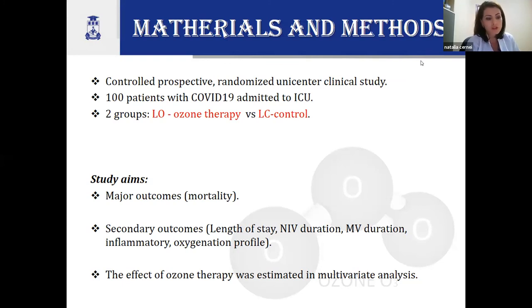Din prioritățile observate, deci ce ne-am pus noi ca scop, au fost toate efectele ozonului care au fost enumerate, dacă au putut influența rata de mortalitate. Cel mai important outcome a fost mortalitatea cu siguranță, dar nu mai puțin importante au fost și durata sejurului în terapie intensivă și în spital ca aspect economic, durata ventilației neinvazive, durata ventilației mecanice, profilul inflamator și profilul oxigenării. Iar efectul ozonoterapiei a fost estimat printr-o analiză multivariată.